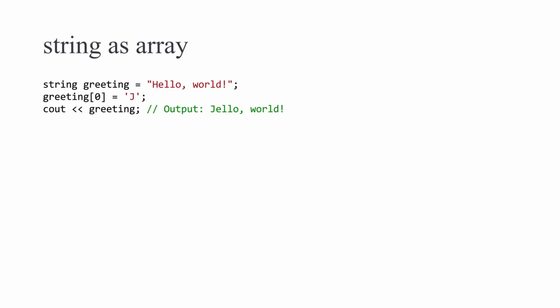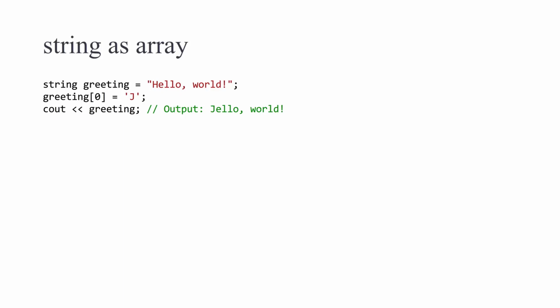A string can be treated as an array of characters, just like a char array. This means that you can access and manipulate individual characters in a string using array index notation. Here is an example of how to declare and initialize a string. In this example, we declare a string variable named greeting and initialize it with the value hello world.